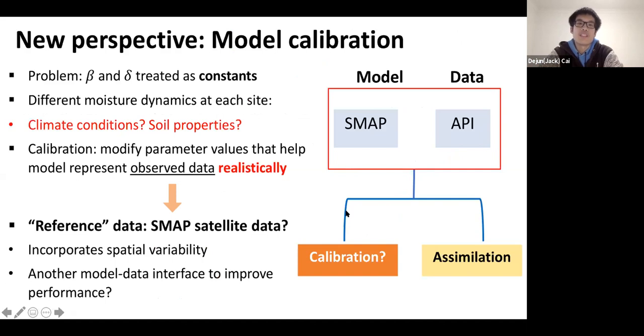However, one problem of this system is that the beta and delta are treated as constant all the time, and this cannot capture the different dynamics of moisture at each area, driven by different climate conditions or the soil properties. To account for such spatial variations, people often rely on another process called calibration, which is to modify the value of parameters to help the model represent the behavior of the observed data more realistically. So apart from data assimilation, the SMAP satellite data may also be used as the reference data for calibration, which can incorporate such spatial variability and provides a new perspective to improve the model performance.